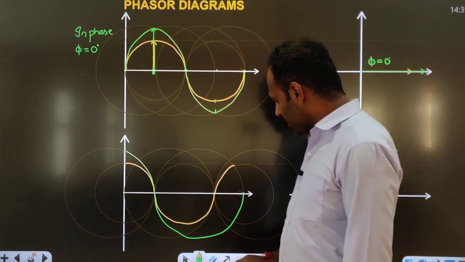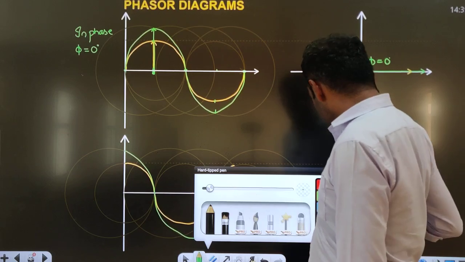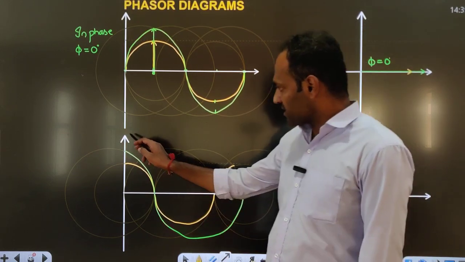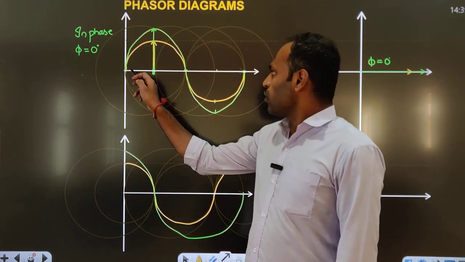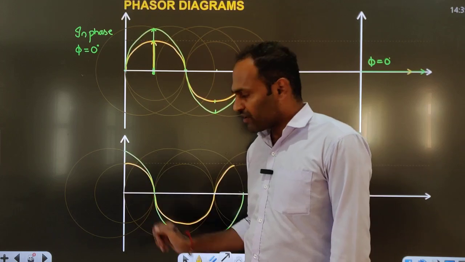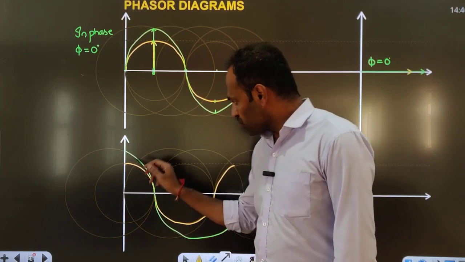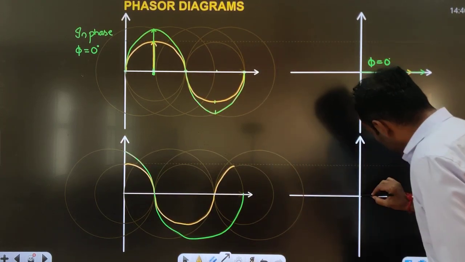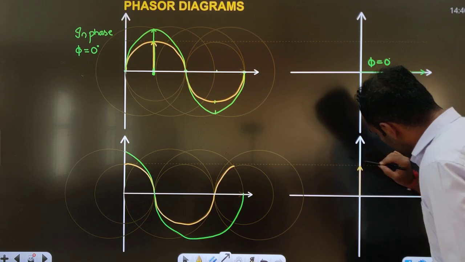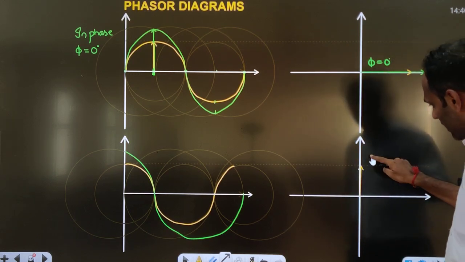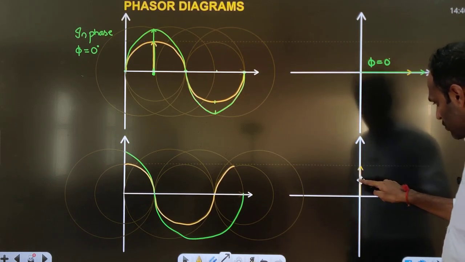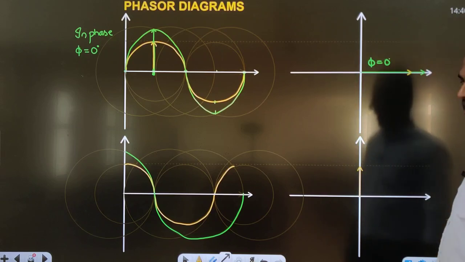First thing, from where are the vectors starting? Vectors start from the origin. Here they are starting from the positive y-axis. So I have to show the first cycle along the positive y-axis and its length has to be this much, since its amplitude is this. So it will be this much. This is the first vector.